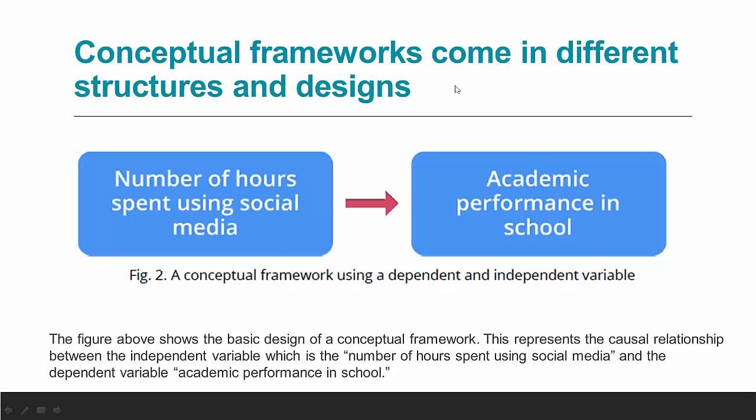So we have here an example. The figure above shows the basic design of a conceptual framework. This represents the causal relationship between the independent variable, which is the number of hours spent using social media, and the dependent variable, which is the academic performance in school. So the conceptual framework is using a dependent and independent variable. Why is the number of hours independent? Because what?